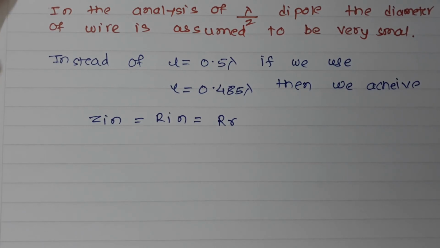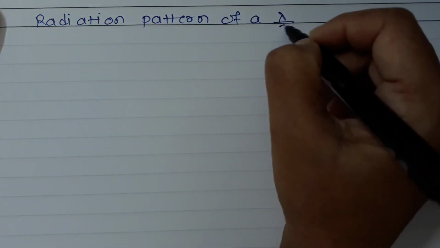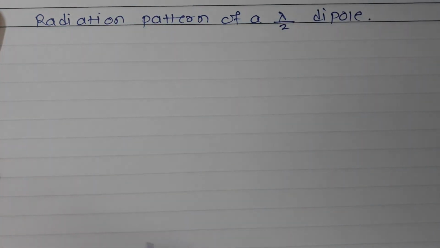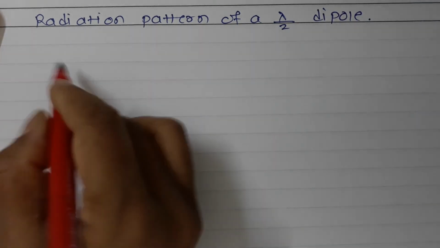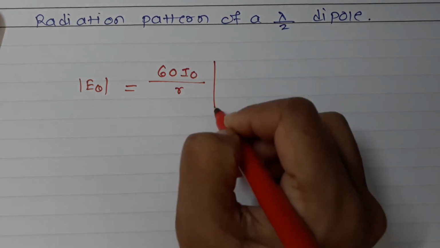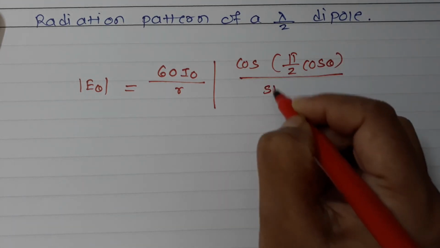Okay. So the radiation pattern of the lambda by 2 dipole. Now let us talk about the radiation pattern of this particular antenna. We know that the electric field due to a lambda by 2 dipole is represented by E theta equal to 60 I0 over R times cos of (pi by 2 cos theta) over sin theta.